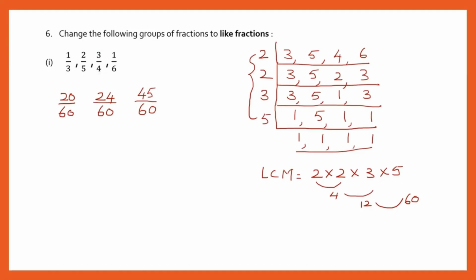The last one, my denominator is 60. So 6 into 10 is 60. So I'm going to multiply my numerator also by 10. 1 10s are 10. So now I have got my like fractions. Can you see? I have converted all the unlike fractions which were given in the question to like fractions with the same denominator.